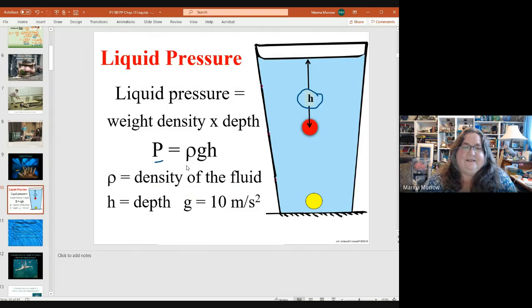And then there are these letters here. Now, if you remember, rho is the symbol for density. And of course, then we've got G, because we're on the planet Earth. If this was a different planet, you would have to have a different G. Okay, so pressure in a liquid is rho GH. That's the formula. Okay, and we'll do an example in a minute.